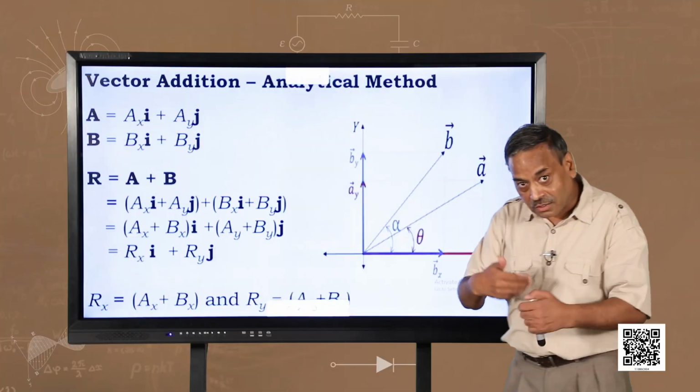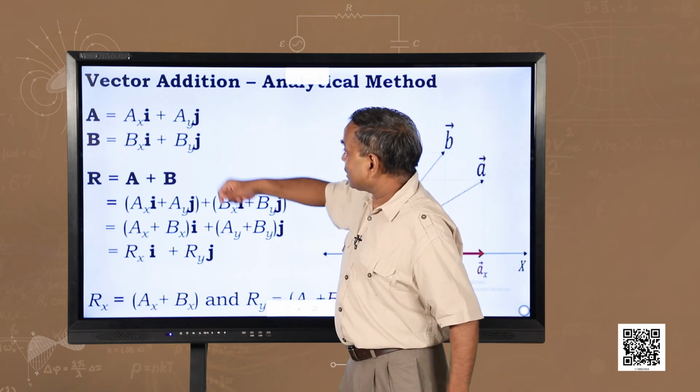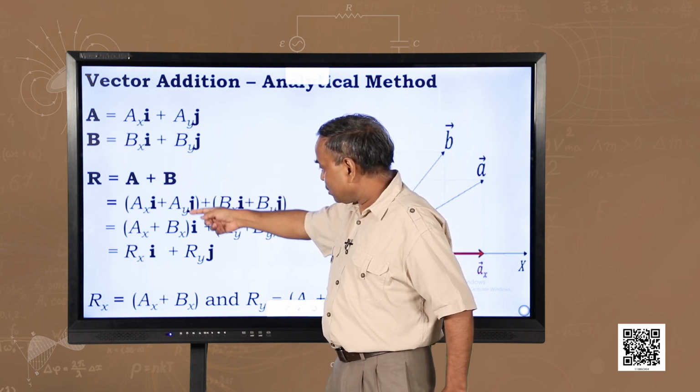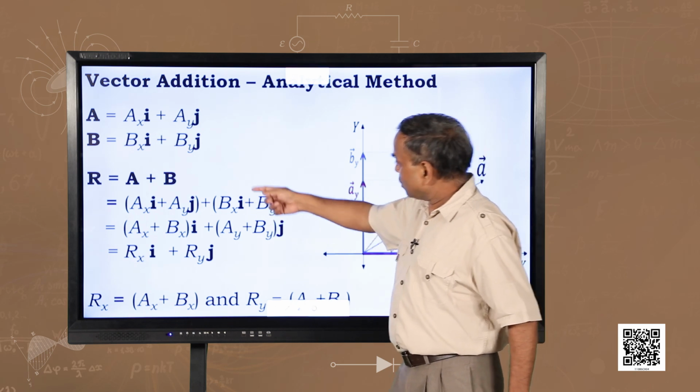Next, let us do it analytically. Let us take 2 vectors A and B like this. We can write it like this very easily, or we can do the simple algebra like this, which is analogous to simple algebra.